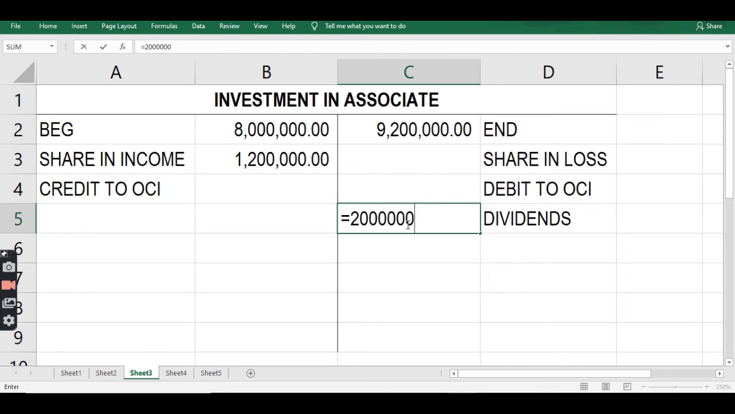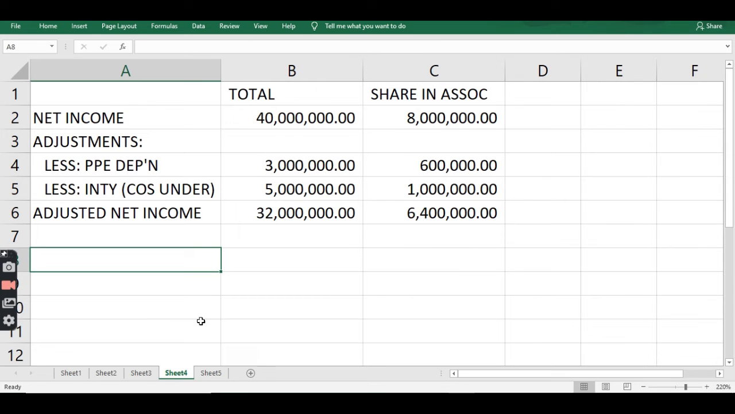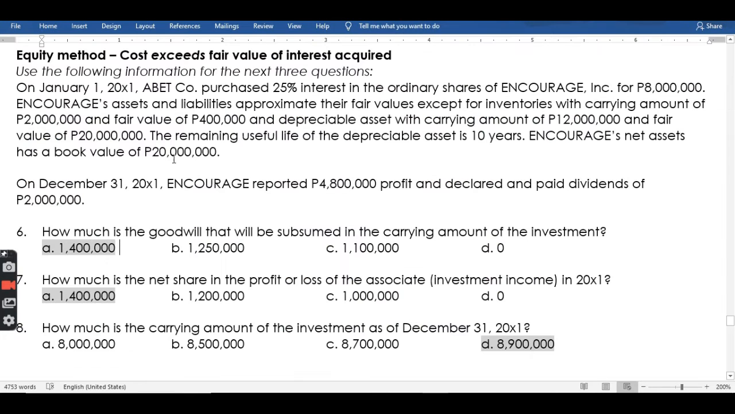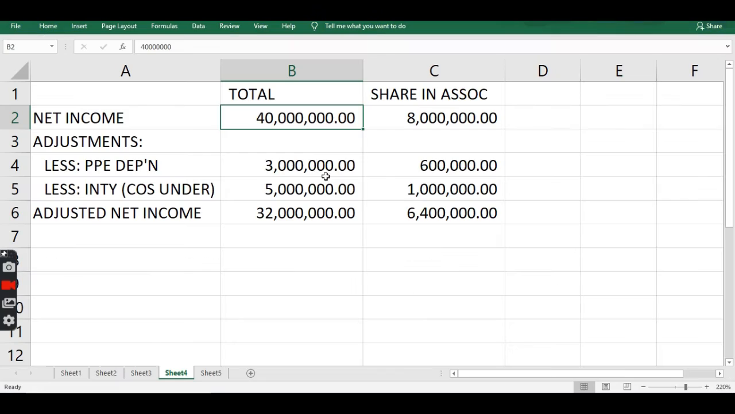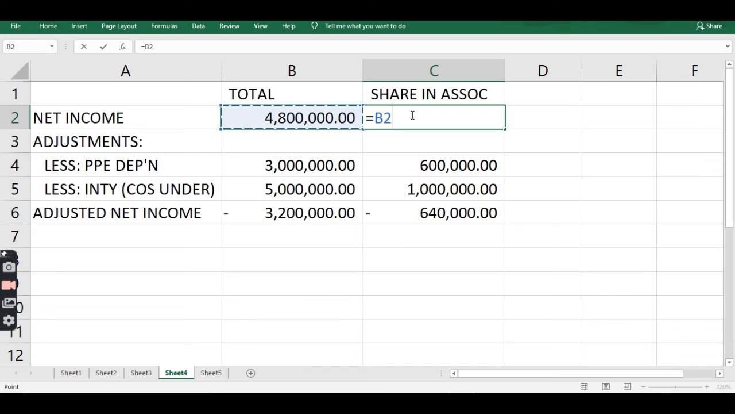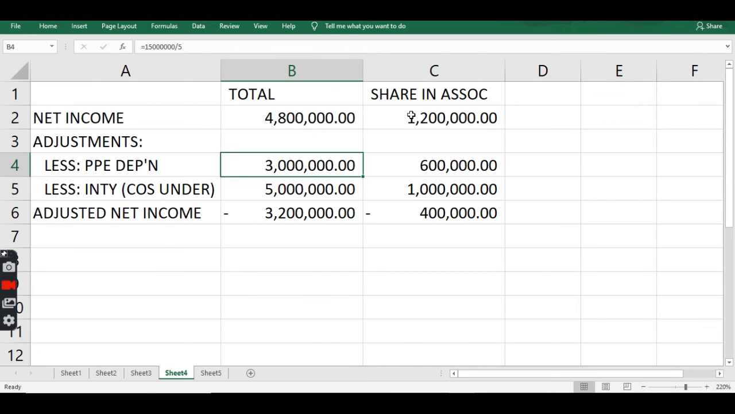Oops, sorry. Yung net income natin, hindi pala natin na-adjust. So, kailangan pa natin mag-adjust. Pero anyway, tapusin ko muna yung dividends. 2 million times 25%. Okay. Hindi pa pala to adjusted. Kailangan natin mag-adjust. Sorry. So, ang net income kasi natin is 4,800,000. Tapos, kung kukunin natin yung share natin, that's going to be ito times 25% lang. Okay? Ano yung mga i-adjust natin? Adjust natin dun sa depreciation.